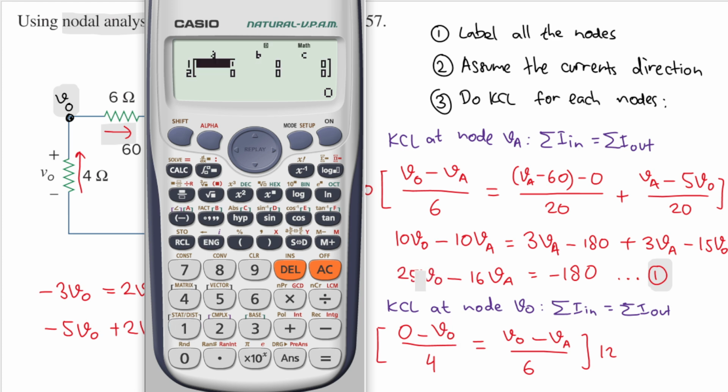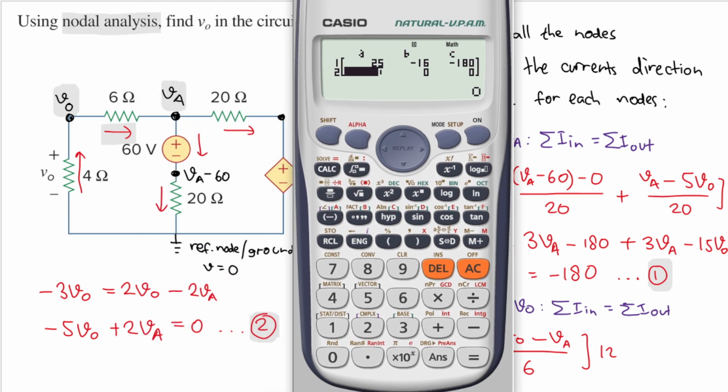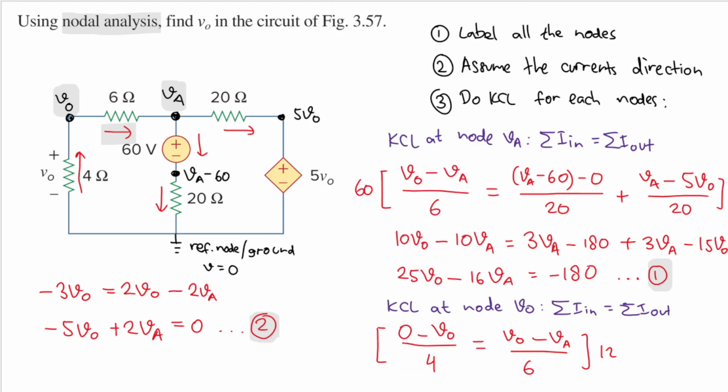And now let's plug in the coefficients. So I will have 25, and then minus 16, and then minus 180. Right? This is the coefficient. 25, minus 16 and minus 180. So this is for the first equation. And then the second equation, we will have minus 5, and then 2, and then 0.